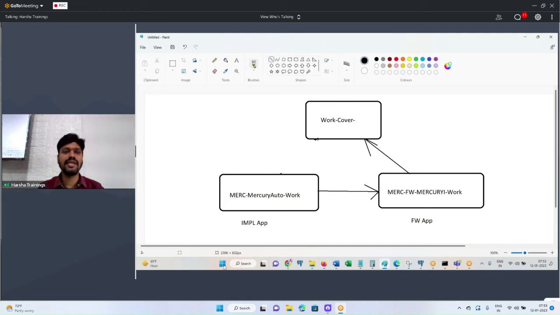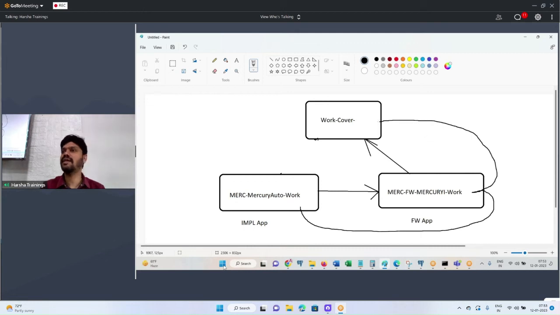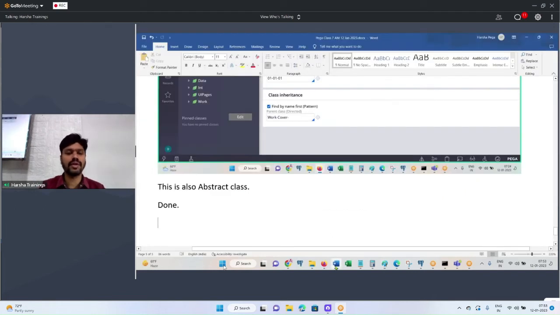Now, can your implementation application transaction class access the functionalities of work dash cover dash? Yes or no? Yes, how? This is how it can access. Correct? Parent of parent, yes. This is what we would like to achieve further.